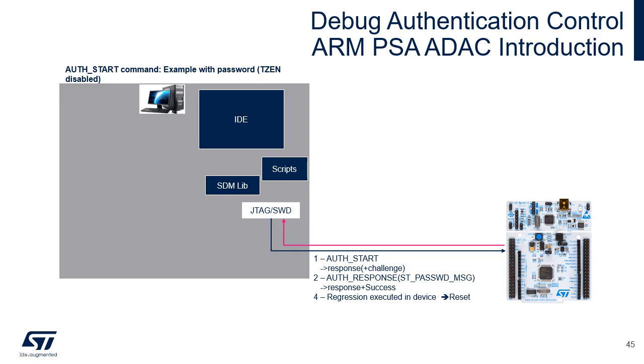In this scenario, trust zone is disabled, authentication is based on password. In order to access the debug authentication feature, the host sends the debug authentication password to the STM32. When the STM32 receives the password, it verifies that it corresponds to the one that's provisioned. When the authentication succeeds, a regression may be necessary and a reset must be applied.